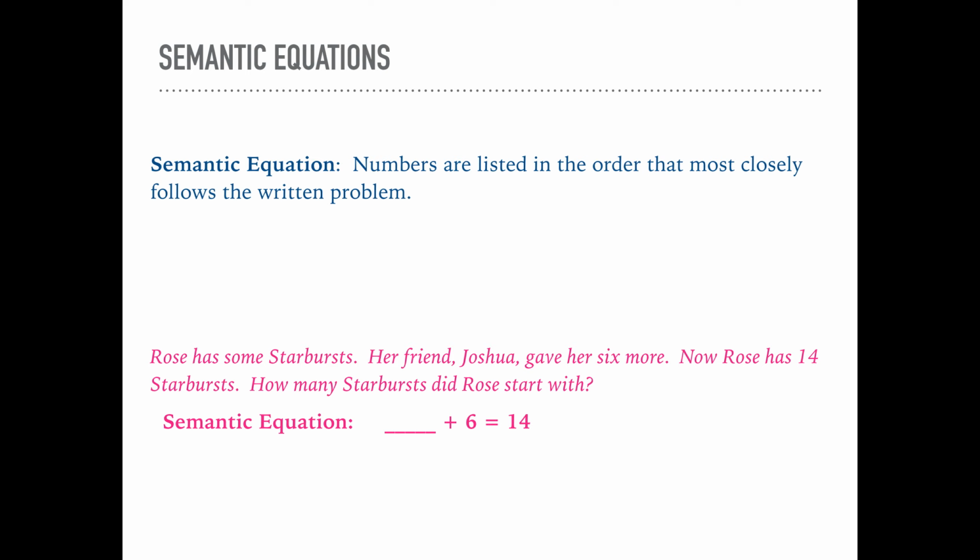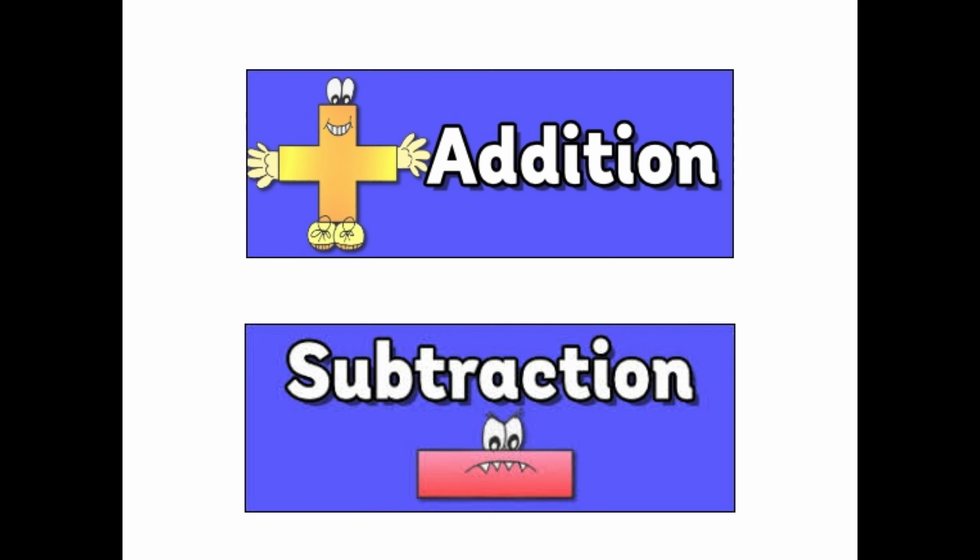So the semantic equation is just a parallel structure to the wording, and it's a helpful tool to help students see the connection between the story and the algebraic equation. We're going to be writing some semantic equations, so we will come back to that. All right, we're going to start with addition and subtraction today. So let's jump into these two.